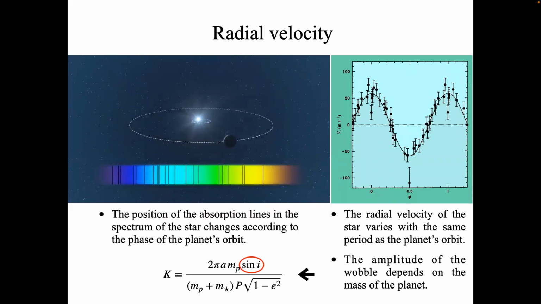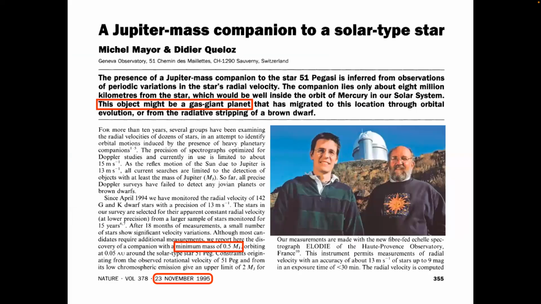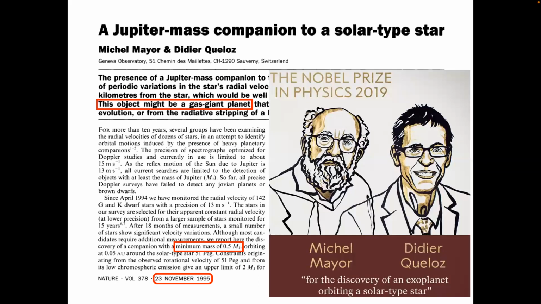Up to a factor sin i, where i is the orbital inclination of the planet, which you do not know. And with this technique, the first exoplanet orbiting around a main sequence star was found by these two Swiss scientists. It was a Jupiter-mass planet, and these two won the Nobel Prize in Physics in 2019.